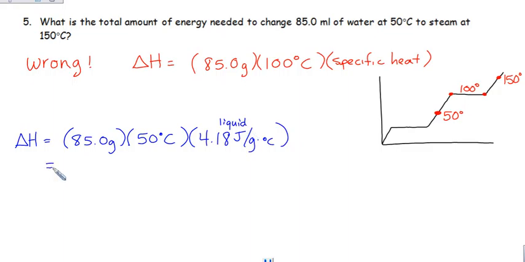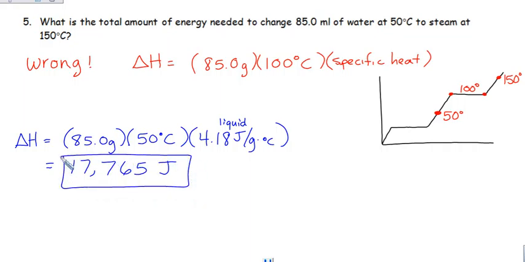And with reasonable significant figures, maybe we can round it to something reasonable in the end. 17,765 joules. Okay, so here's one of the numbers that I'm eventually going to need.